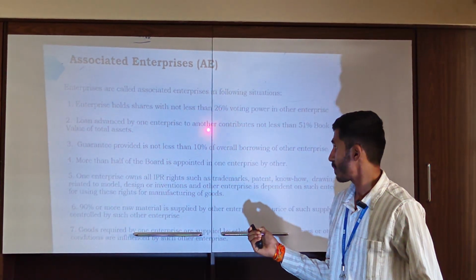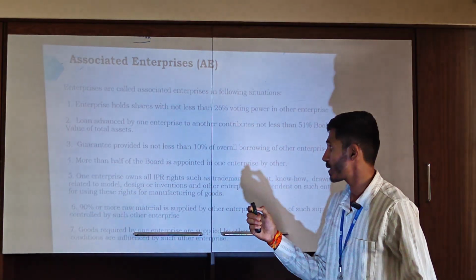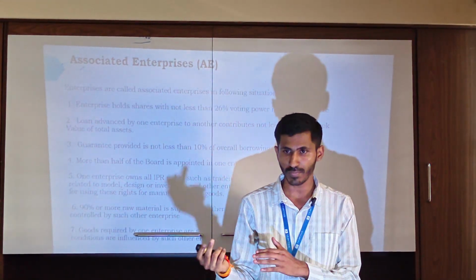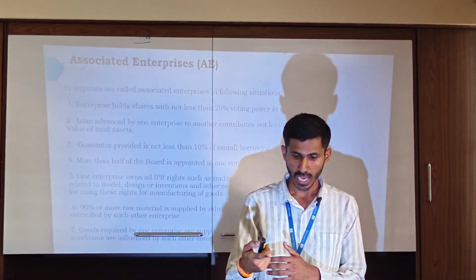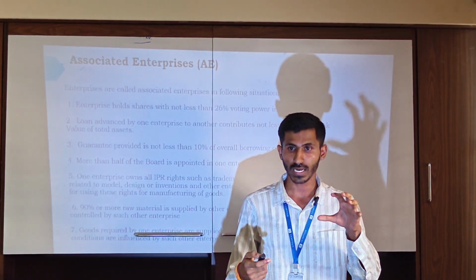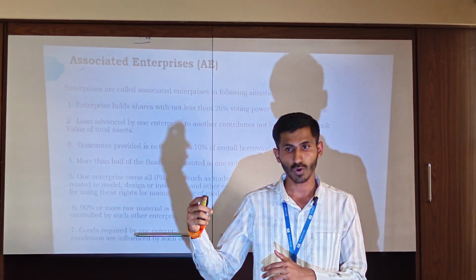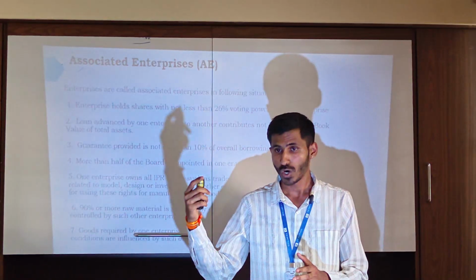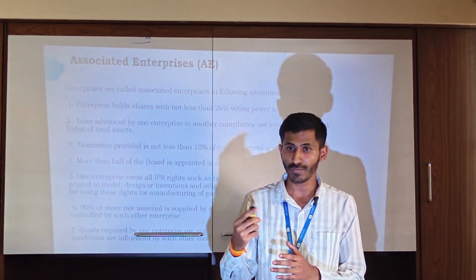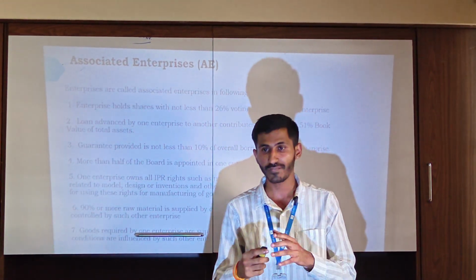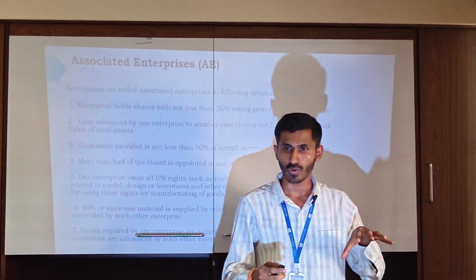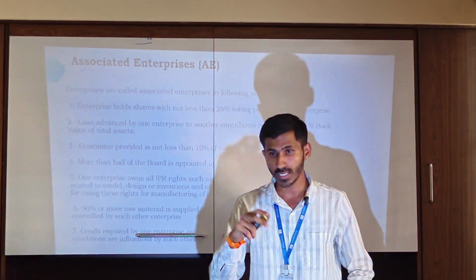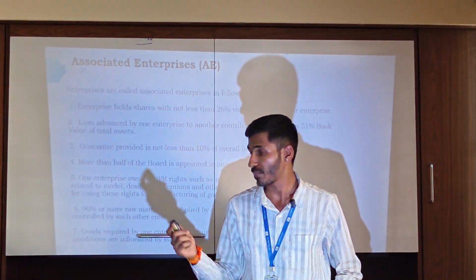Next, a loan advanced by one enterprise to another is not less than 51% of the book value of assets. Here in these conditions, we shall take the X Limited and Y Limited example, and I remind you that X Limited is incorporated in India and Y Limited is incorporated outside India. Here X Limited has advanced a loan to Y Limited which is not less than 51% of the book value of the assets. For example, if X Limited's assets are 1 crore, and it advances a loan of not less than 51 lakh rupees to Y Limited, then these two entities shall be said to be associated enterprises.